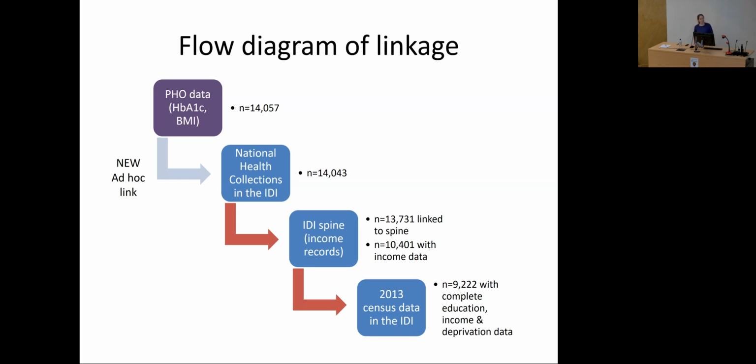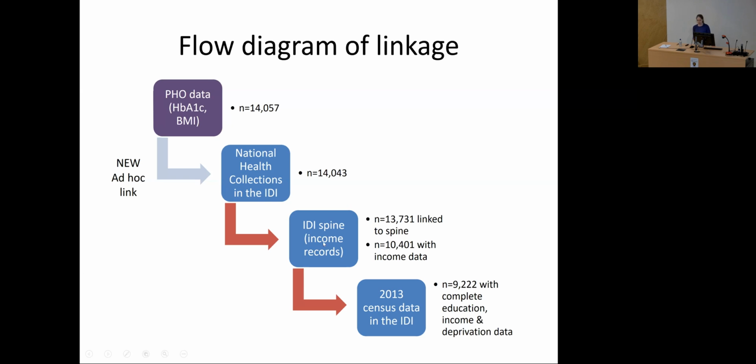So in this example, up here is the PHO data, and that was linked via NHI to the National Health Collections data in the IDI. The National Health Collections in the IDI is probabilistically linked to the IDI spine, which Sheree mentioned. So by that point, I lost about 300 of my PHO population of 14,000, so not too bad.